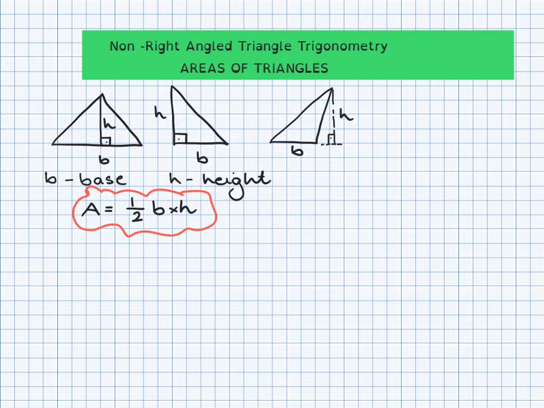Today I'm going to talk about non-right angle triangles and how we're going to use trigonometry to solve problems involving non-right angle triangles. But before we start, first I would like to talk a little bit about the triangles that are right angle triangles and how to find the area of those.